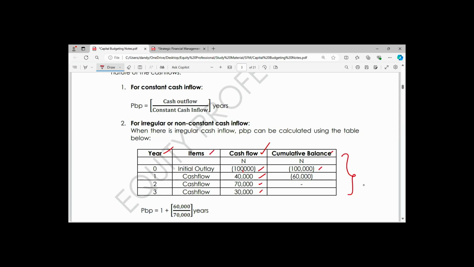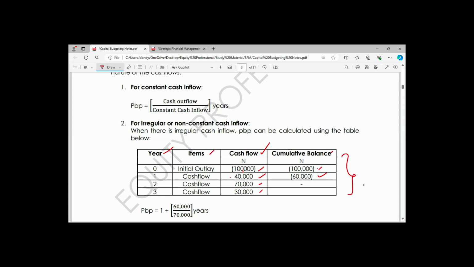Therefore, when I want to calculate my payback period, I will start from my calculator. From my calculator, I will type 100,000 naira, minus the cash flow of year 1 of 40,000. So I will have a balance of 60,000 at the end of year 1.